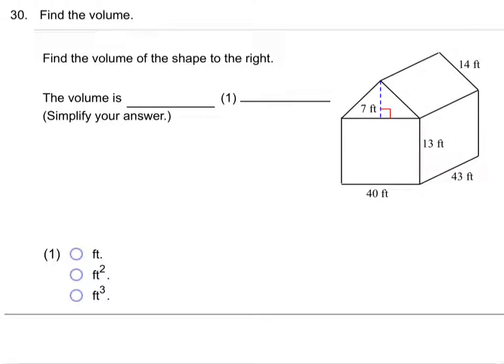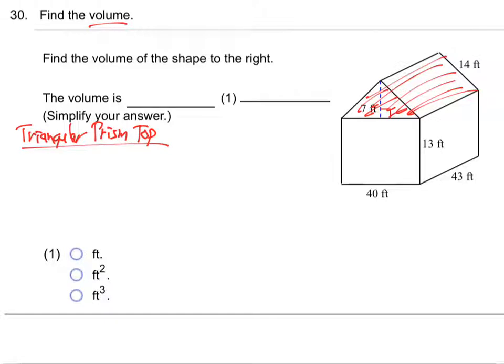Number 30. We want the volume of that kind of house, a little house shape. So how do we find the volume of that shape? Well, we have the triangular prism top. If you look at this thing up here, this is a triangular prism. That's the top. So we need to find the volume of that first. So how do we find the volume of that piece?